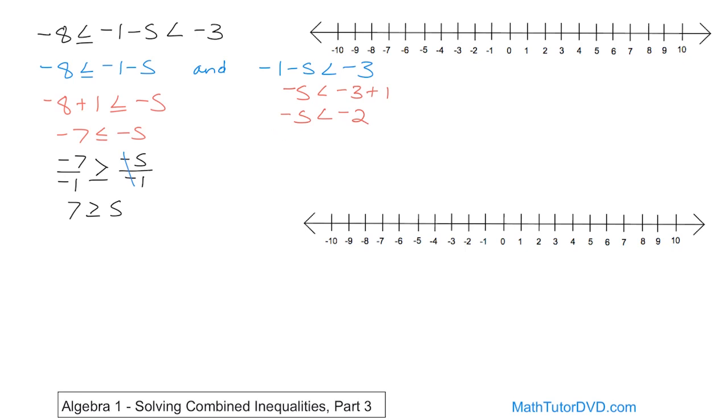And I have the same deal. I need to divide both sides by negative 1, so let's just quickly rewrite the problem. Negative s, negative 2, we'll be dividing this by negative 1, dividing this by negative 1, and because we're dividing by a negative number, the inequality switches and flips the other direction.